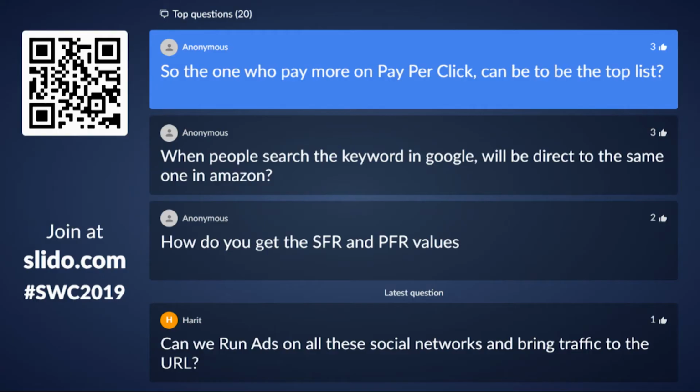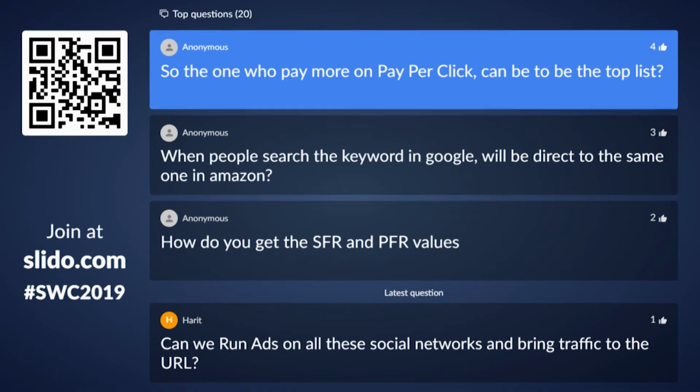So first question. The one who pays more on pay-per-click, does that mean they're going to be in the top list because they're paying more? Or is there more to it than that? Can the one who pays more per bid be on top?